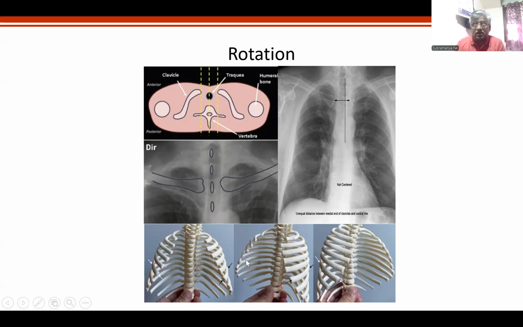You just concentrate on the lower figure. This is how a perfect alignment will look. The chest can be rotated to the right. This is right rotation. This is rotation to the left. Now, how do I identify it? Now, you focus on my cursor.